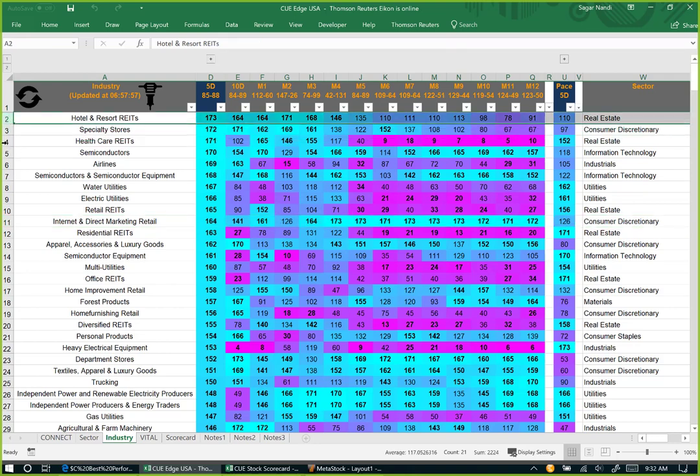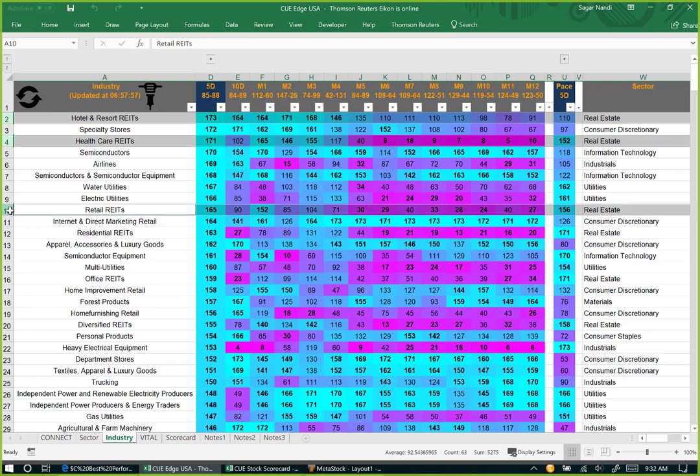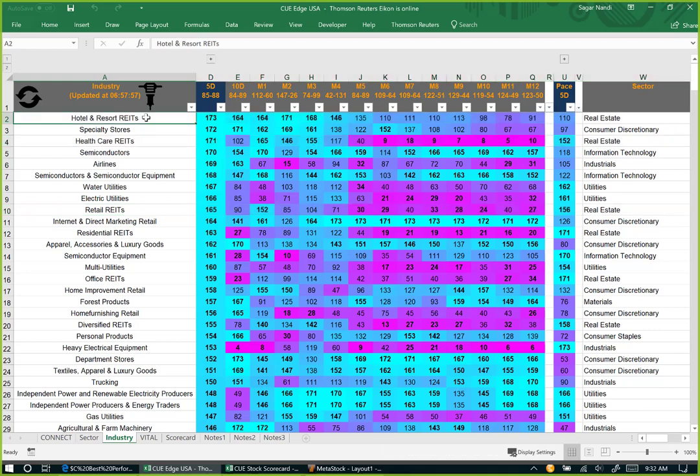Hotel and resort REITs, healthcare REITs, retail REITs, three of them. And hotel and resort REITs is the best performer. We can click on the drill down button to drill down into the underlying stocks. To save time, I will use the offline Q scorecard.